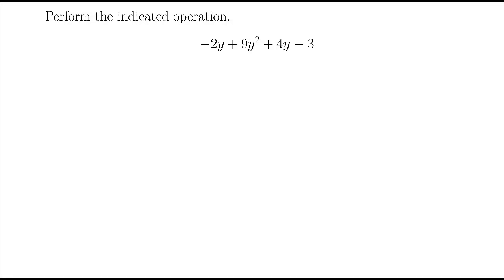Let's simplify the expression negative 2y plus 9y squared plus 4y minus 3. Okay, so let's go down and identify like terms. So we have negative 2y. We have positive 4y. 9y squared is not a like term because it has an exponent of 2. There's an exponent of 2 on that y. There's only exponents of 1 on these other y's here.